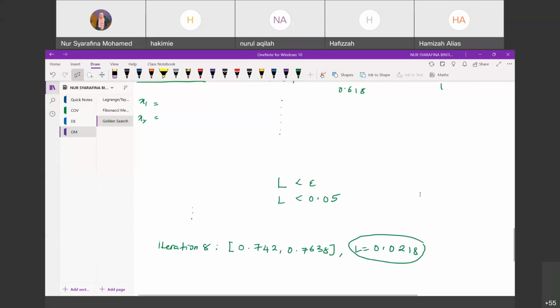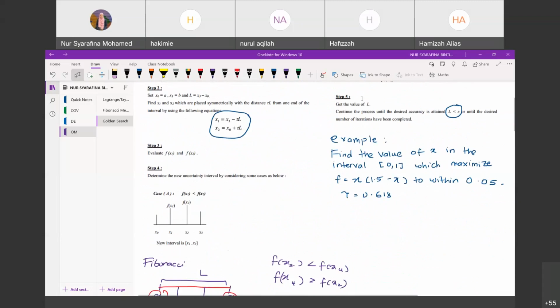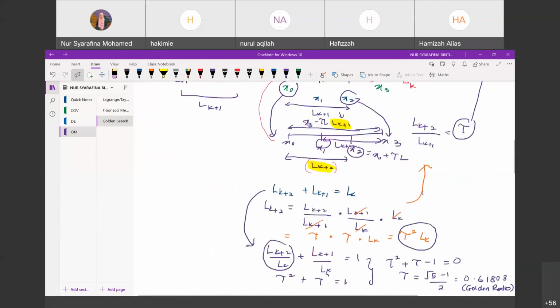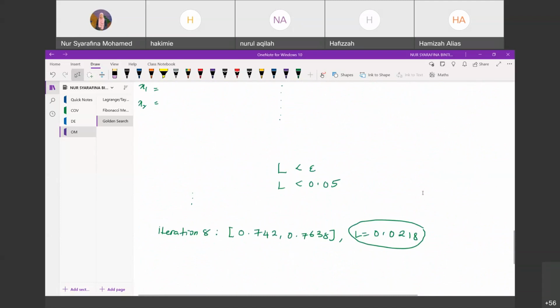How to choose the cases? Refer to this, case A and case B. Refer to the value of the function. You have to take a look at fx1 and fx2. When fx1 is less than fx2, for maximization, choose x1 and x3 as your new interval. New interval means it will become x0 and x3 again, right? Clear or not? And if fx1 is greater than fx2, your new interval is x0 and x2. All right, clear? So that is how you do the golden search method. We stop when L is less than epsilon.